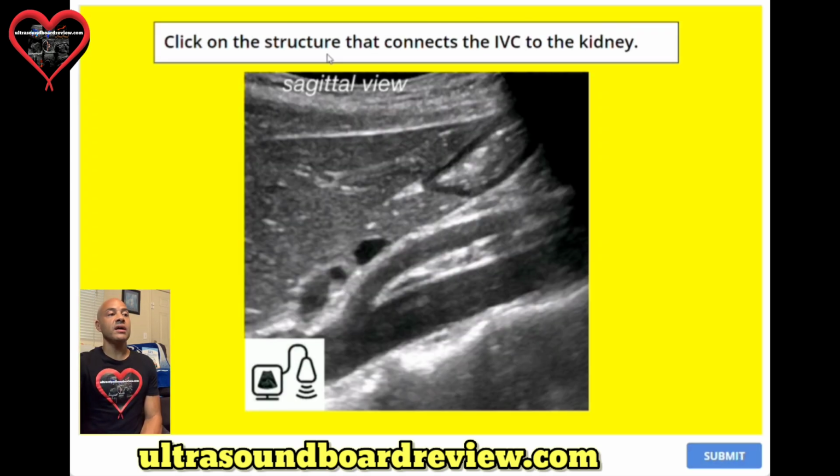Question 57. Click on the structure that connects the IVC to the kidney. The answer is right here. That vessel is called the left renal vein.